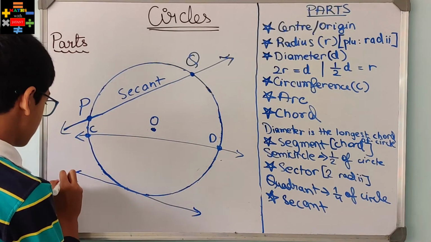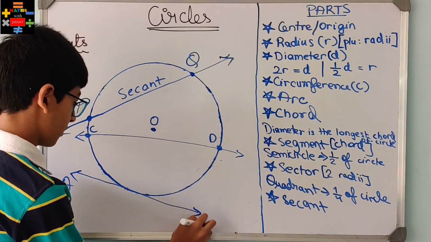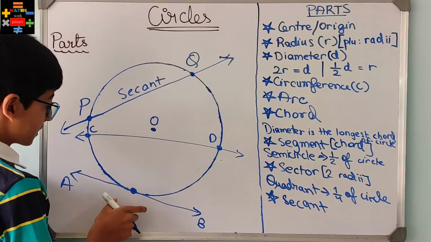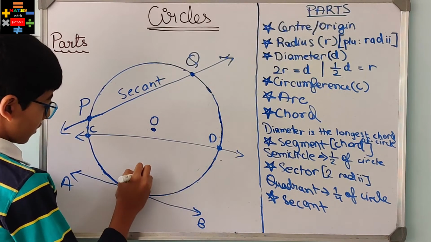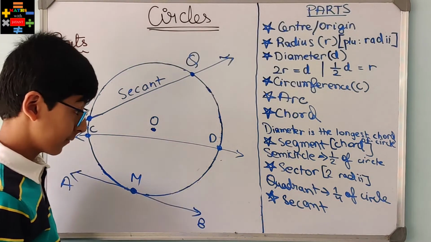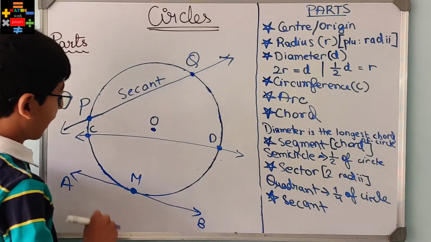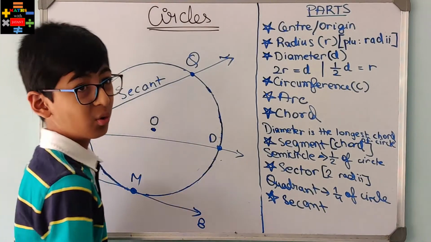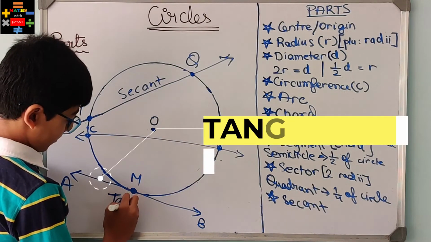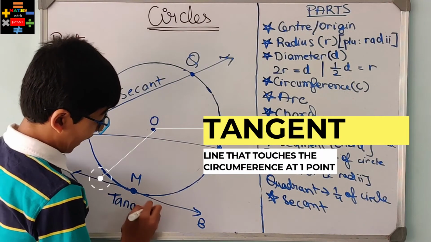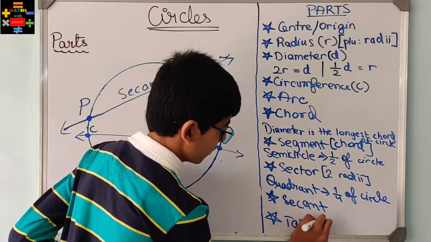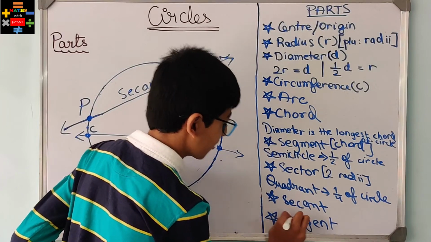Let us give it the name AB. Now look, it intersects the circumference at one particular point. Right? Let's name it M. It intersects the circumference at one point. Only one point, and does not go through it. It touches it and goes. This type of a line is called a tangent. T-A-N-G-E-N-T. Tangent.